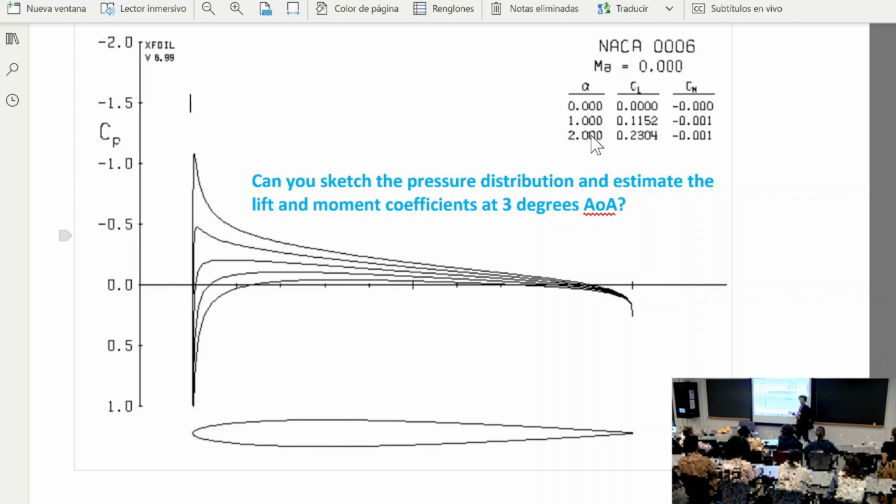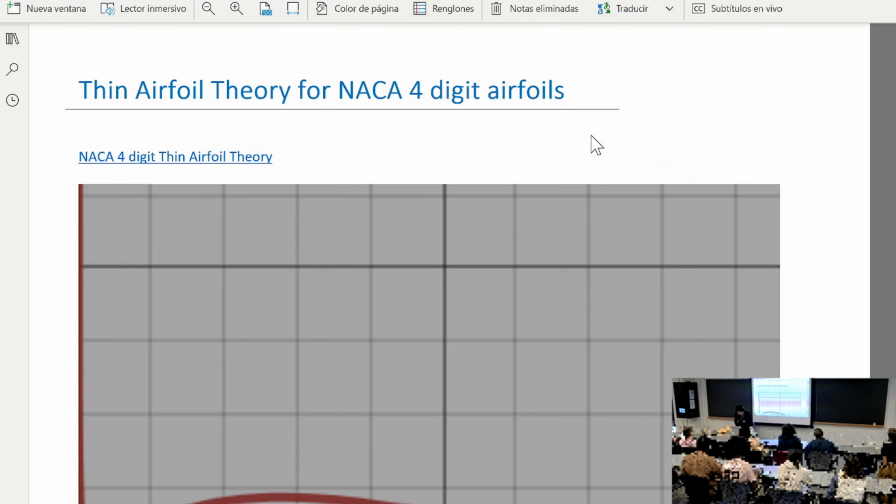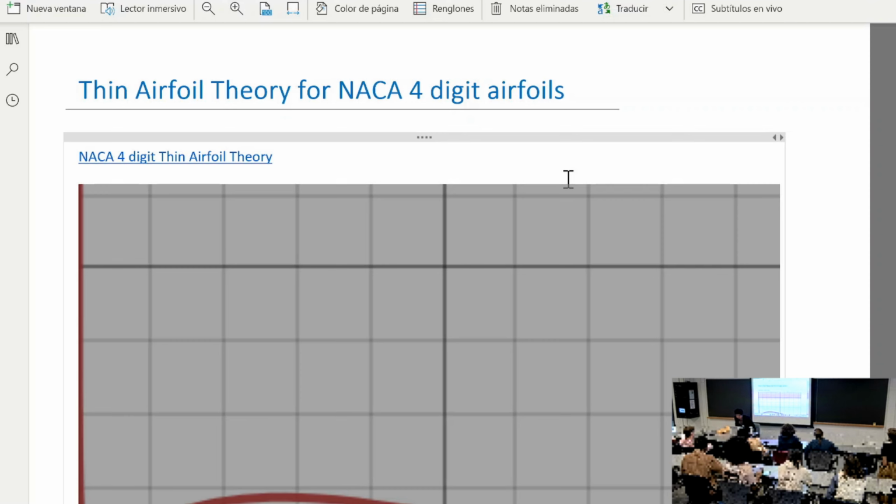That's how you would draw the pressure distribution. Let's go to another example. Any questions on these two examples? Okay. Oh yeah, let me talk about this first before I go to the next example.